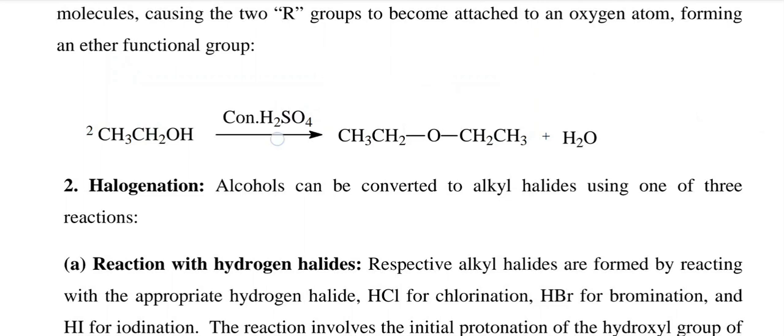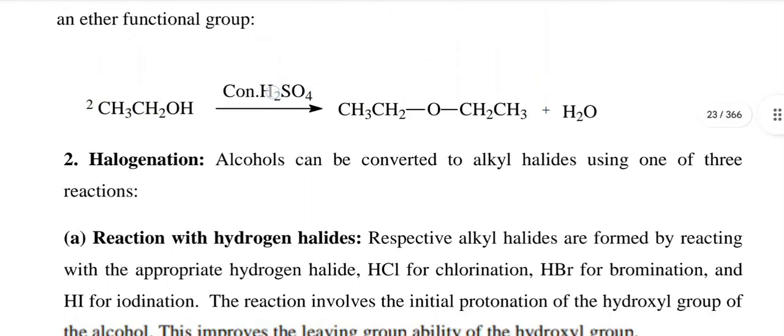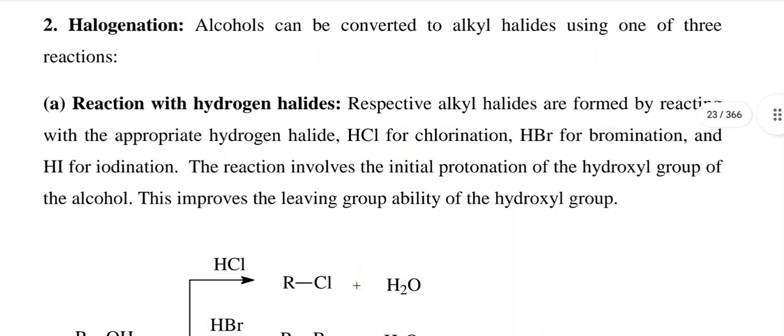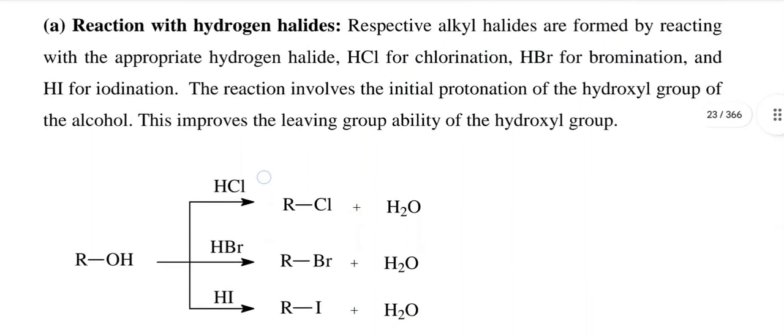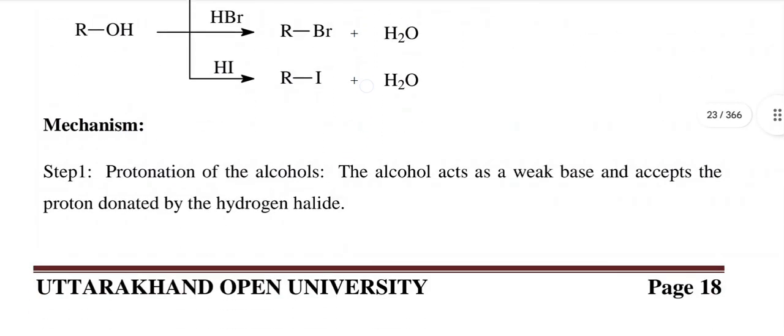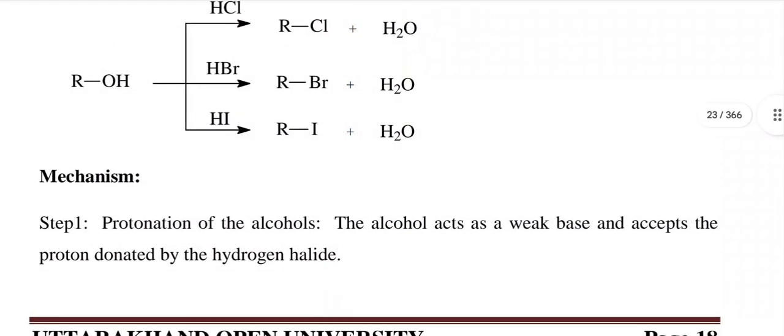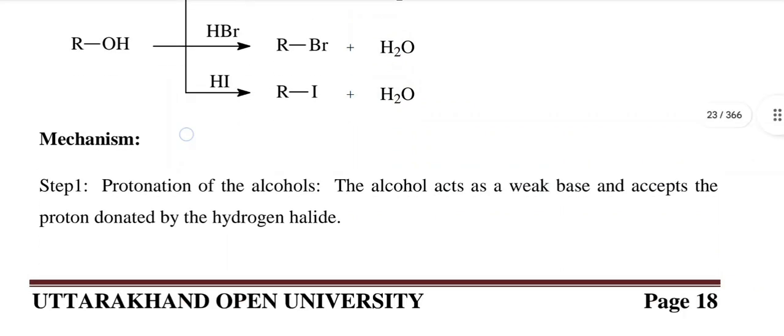Halogenation: alcohol can be converted to alkyl halide using one of three reactions with the hydrogen halide. Respective alkyl halides are formed by reacting with the appropriate hydrogen halide: HCl for chlorination, HBr for bromination, and HI for iodination. The reaction involves the initial protonation of the hydroxyl group of alcohol. This improves the leaving group stability of the hydroxyl group. Mechanism: protonation of alcohols. The alcohol acts as a weak base and accepts the proton donated by the hydrogen halide.